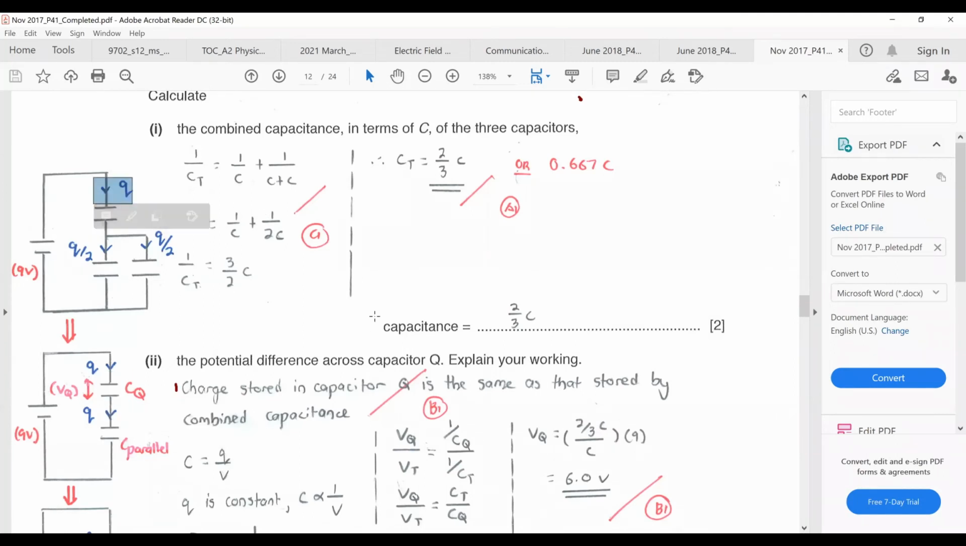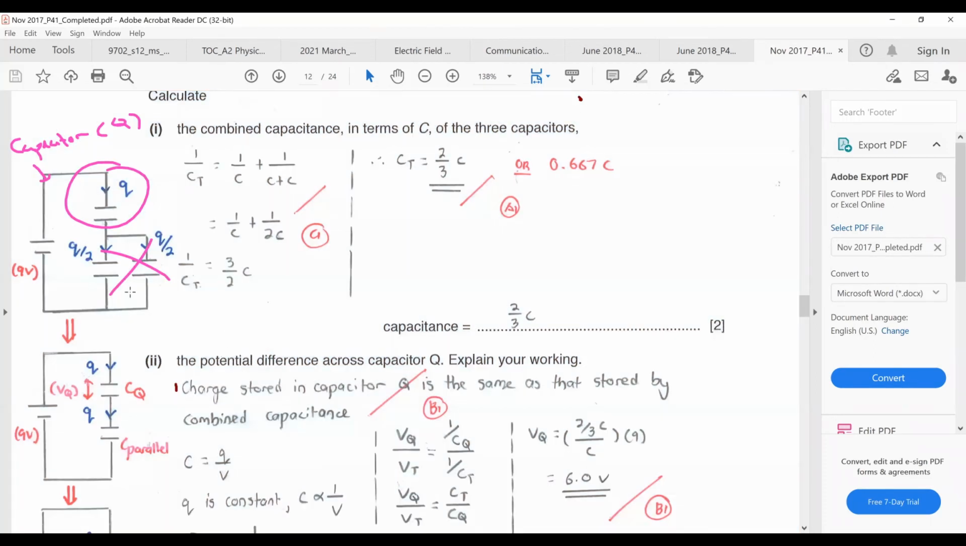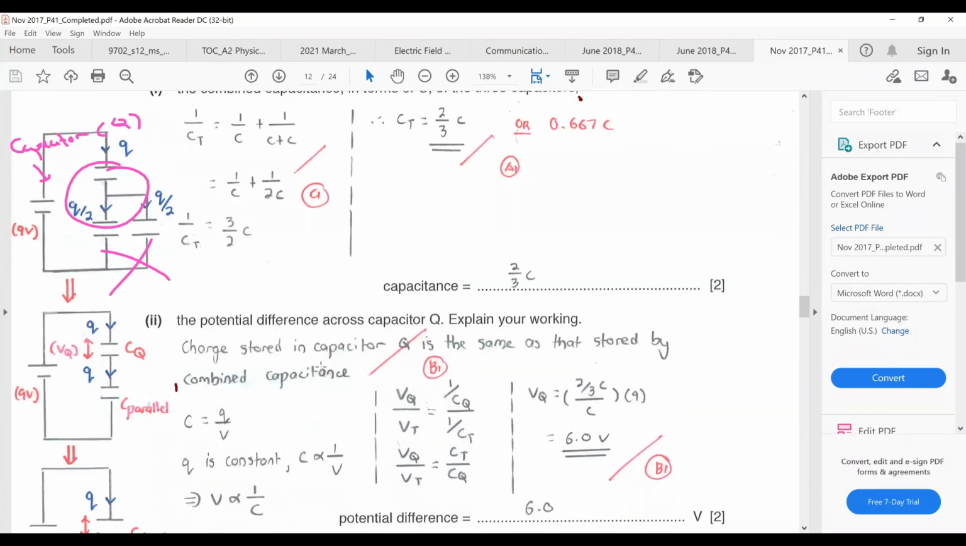The one that you're trying to find now is actually this one. Okay, you're still trying to find this one. You're not doing this one, you're doing this one. This is your capacitor Q. So to find the charge, this one, they're not asking you to find the charge now, they're asking you to find the potential difference. So the working will be something like this.